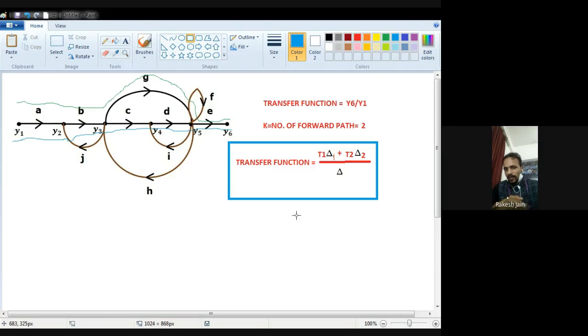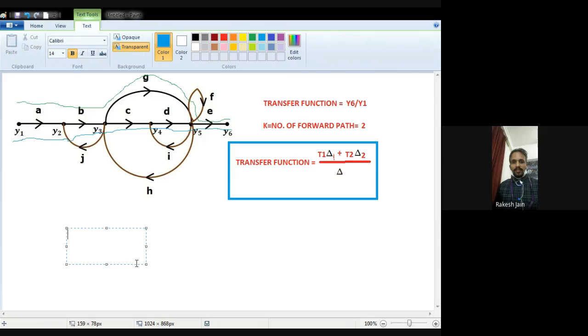Now see step by step. What is the meaning of T1? As I have already told you in the previous examples, in the numericals, and in today's second number PPT also, T1 and T2 are the gain of the forward path, the forward path gains. So how many forward paths do we find? We find two forward paths here. One is T1 and second one is T2. So what are their gains? So what is T1?